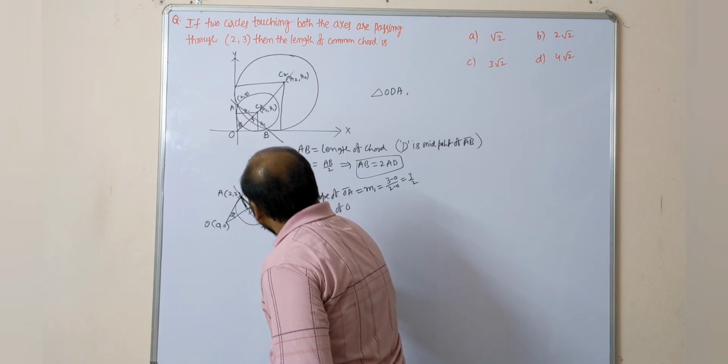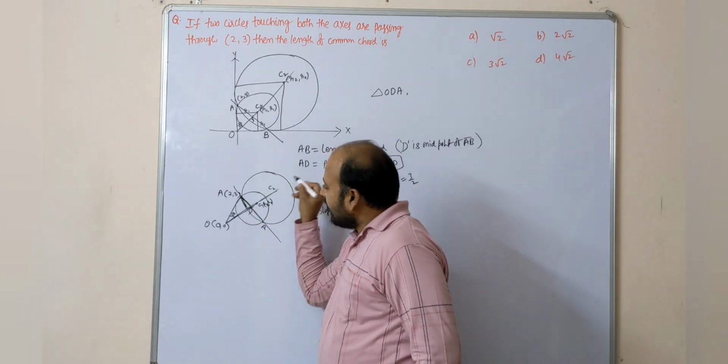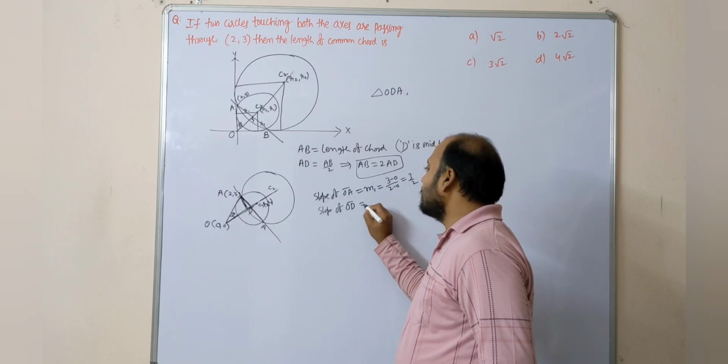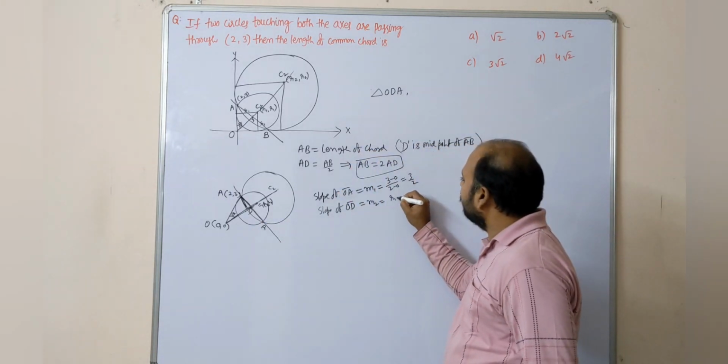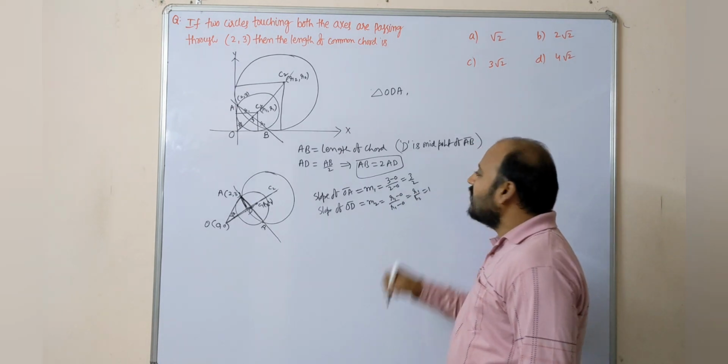R1 comma R1, so OD. The D point we don't know, but we can extend like this. The slope of OC1 we can calculate now. OD or OC1: M2 equal to R1 minus 0 by R1 minus 0, so R1 by R1, which is equal to 1.